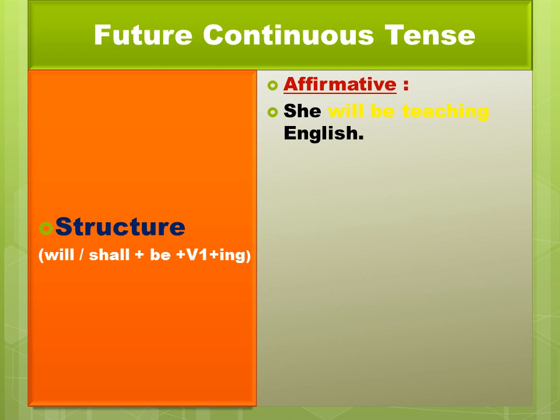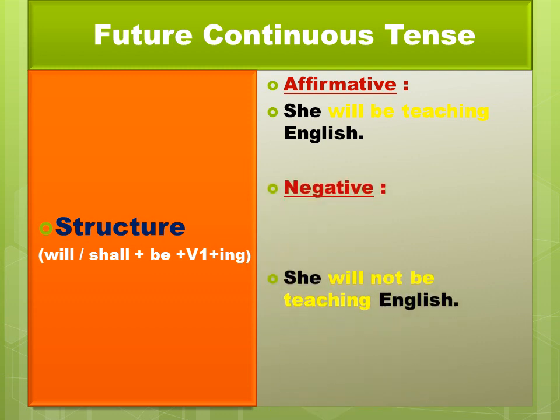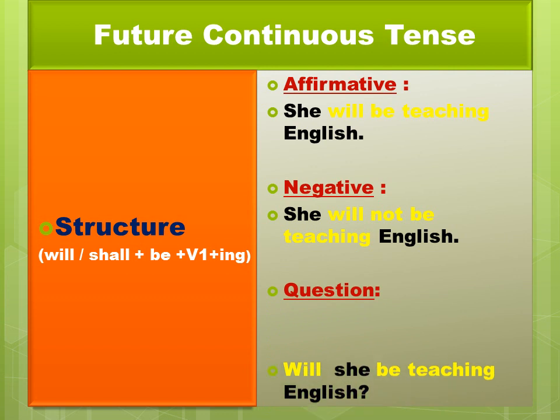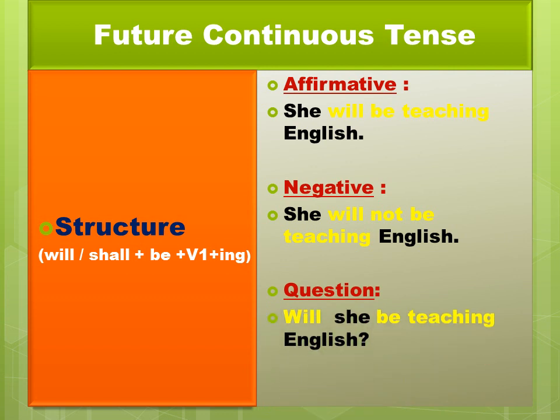She will be teaching English. Negative statement. She will not be teaching English. An interrogative sentence. Will she be teaching English? Negative interrogative. Won't she be teaching English?